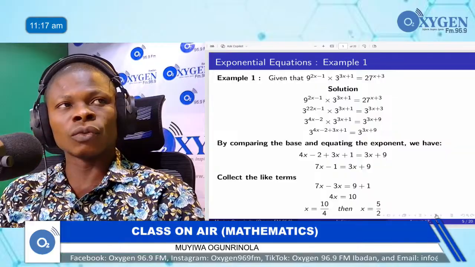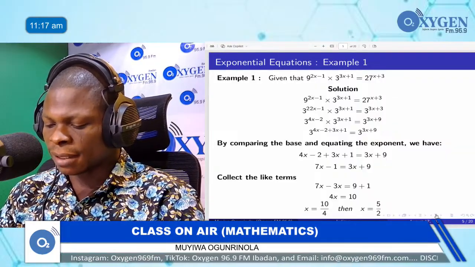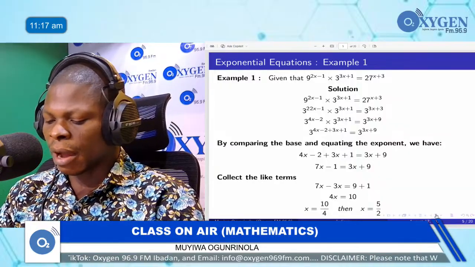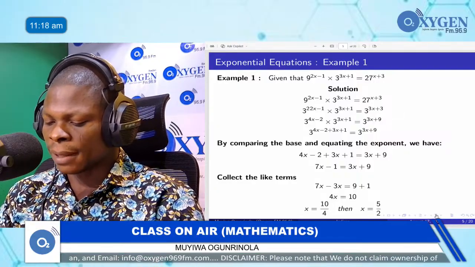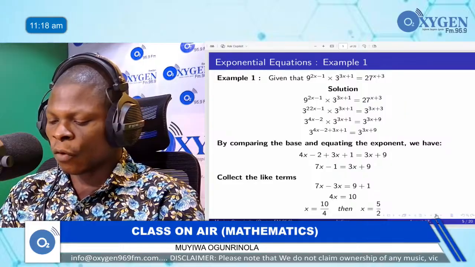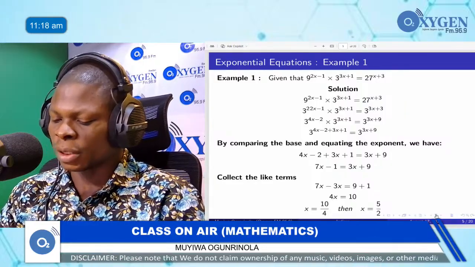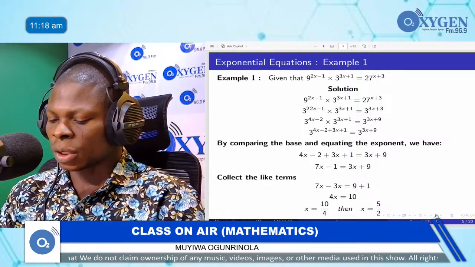Then what do we need? We need to collect the like terms. So 7x, bring the 3x from the other side, it turns negative. That will be 7x minus 3x is equal to 9. Then take minus 1 from the left hand side to the right hand side, that will give us 9 plus 1. So it will now be 4x is equal to 10.